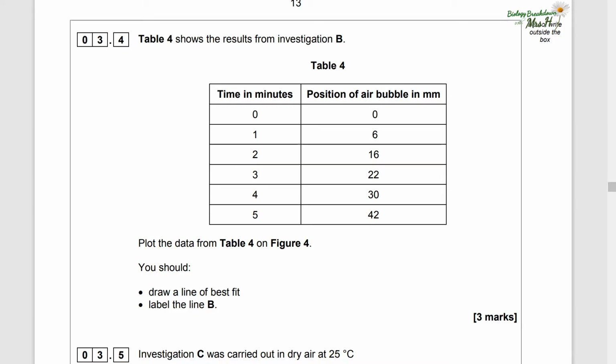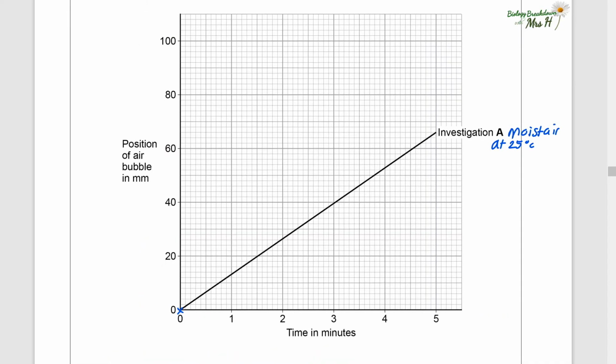Table 4 shows the results from investigation B, and I'll just remind myself, investigation B is dry air at 15 degrees C. Plot the data from table 4 onto figure 4. You should draw a line of best fit. Now remember, that line can be a curve of best fit or a straight line, and then label the line B. You need to use a sharp pencil, and you need to do neat crosses.